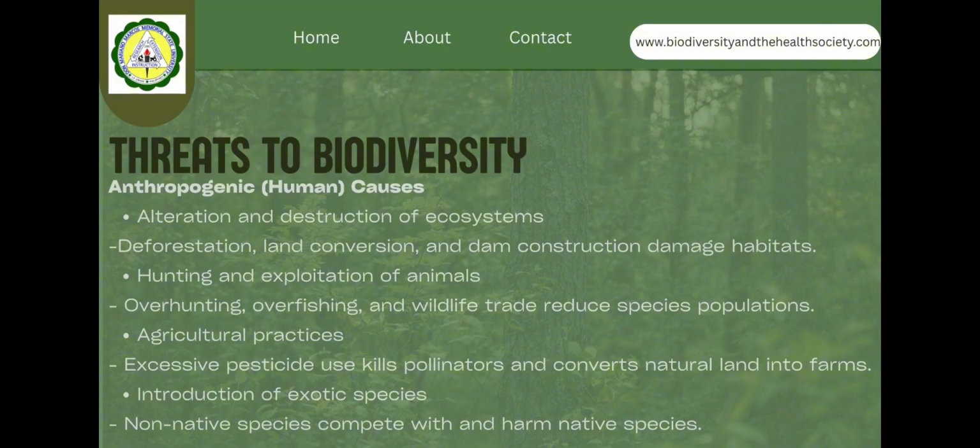Next is the hunting and exploitation of animals. Practices like overhunting, overfishing, and illegal wildlife trade reduce the population of many species and may eventually lead to extinction.